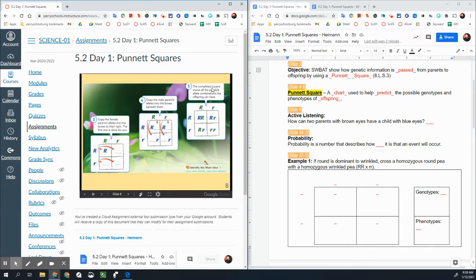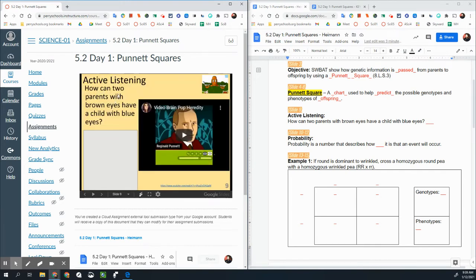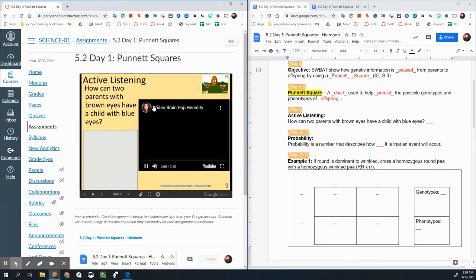Step 5, the completed square shows all the possible allele combinations the offspring can have. So in this combination, there will be 1 dominant homozygous, 2 dominant heterozygous, and 1 recessive homozygous. All right, active listening. How can 2 parents with brown eyes have a child with blue eyes? Well, let's watch.